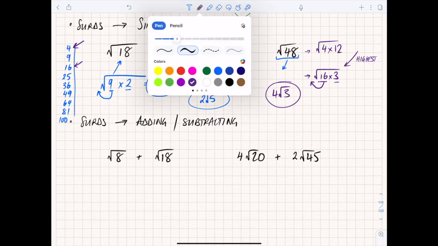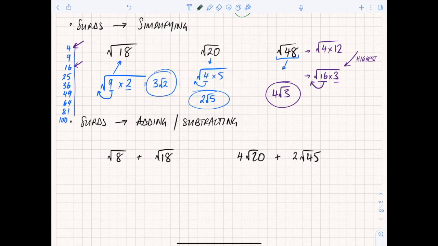This leads us nicely onto the next part now, which is adding and subtracting. You can only add or subtract surds if they are the same. If they are the same value in the surd.